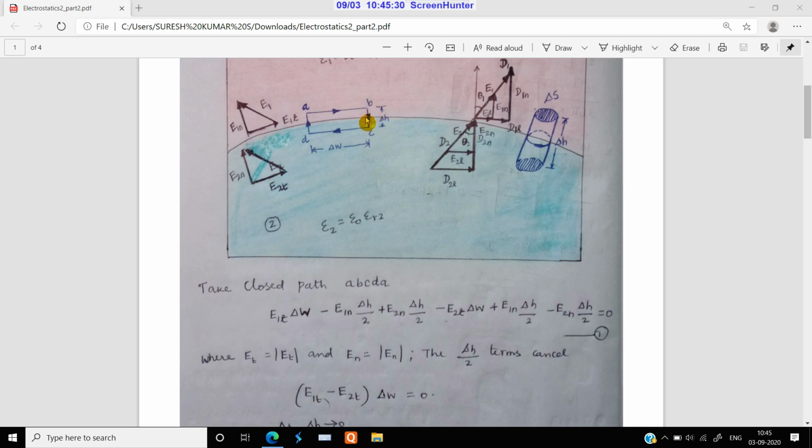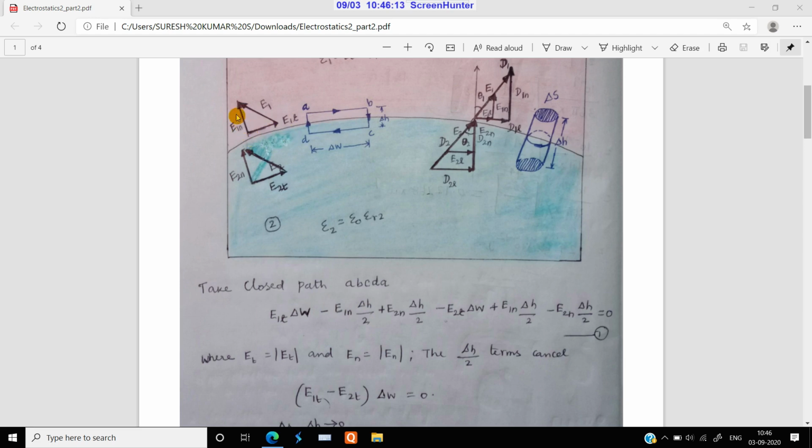So from B to C, an interface is coming in between this particular path. In order to have that in mind, we are having two components along this path. So we will be having E1N del H by 2, because this is the sector which is having the bisection at this particular interface. So we will be having this E1N del H by 2 along the first dielectric.